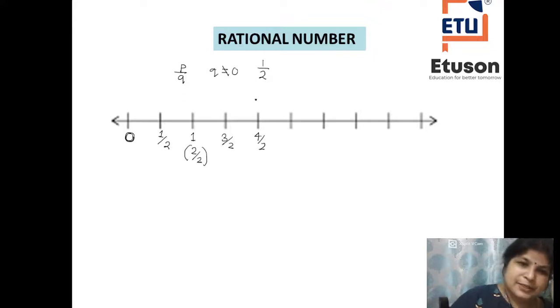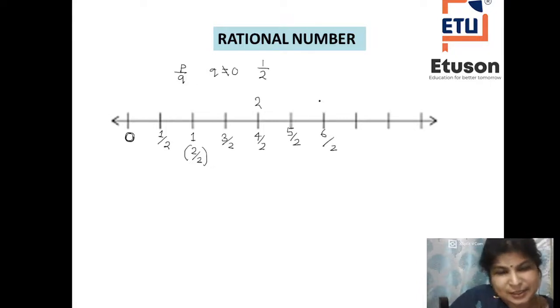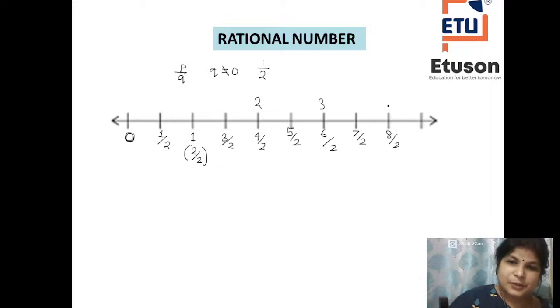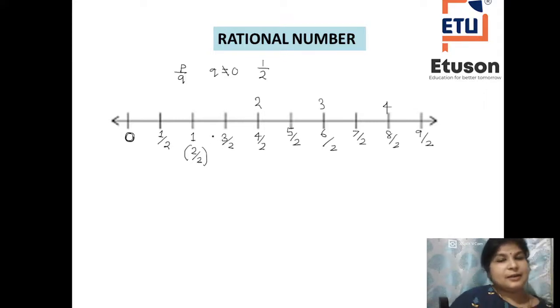Now 4 by 2 is nothing but equal to 2. Then you take 5 by 2, then 6 by 2, which is nothing but 3. Then 7 by 2, then 8 by 2, which is nothing but 4. Then 9 by 2. From this, it is clear that the numerator will decide how many parts are to be considered, depending on what has to be represented on the number line.